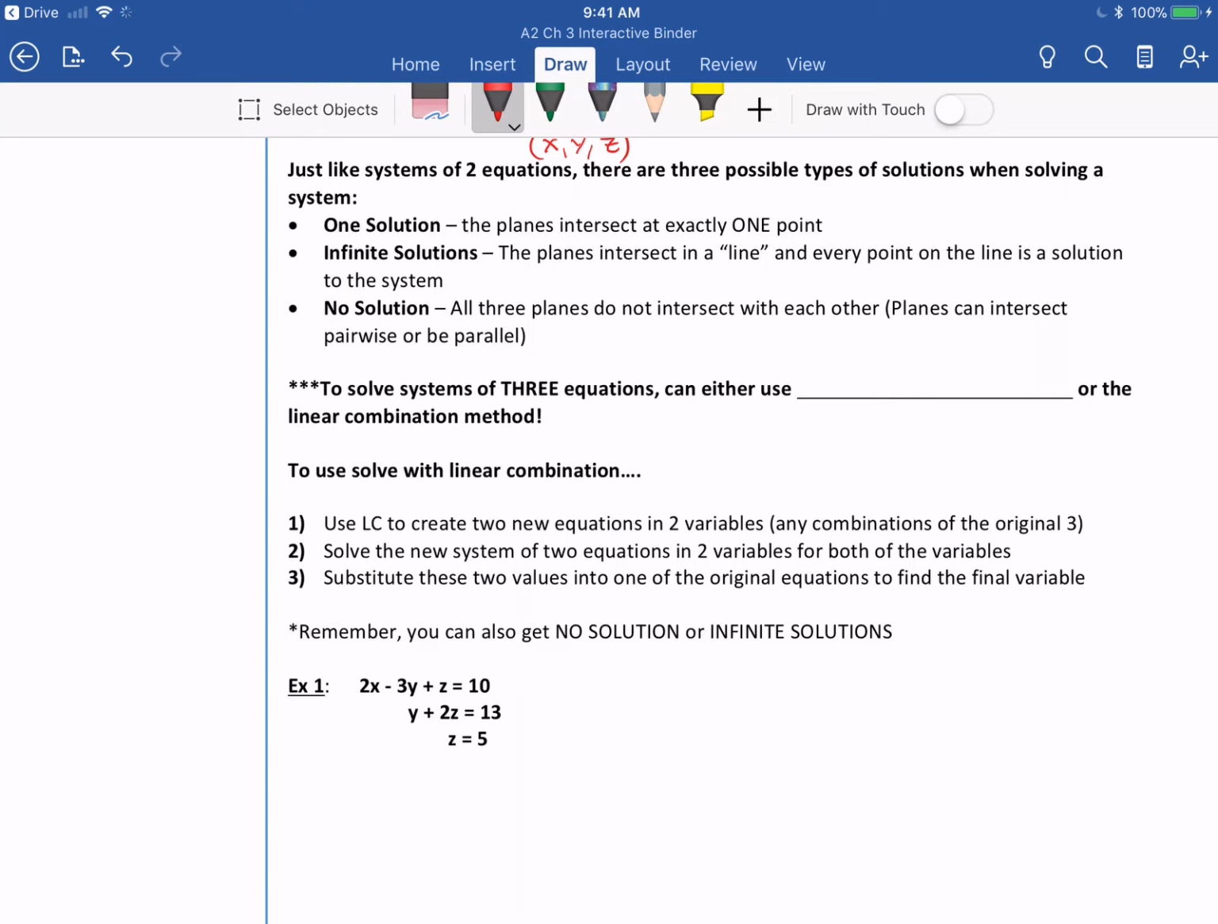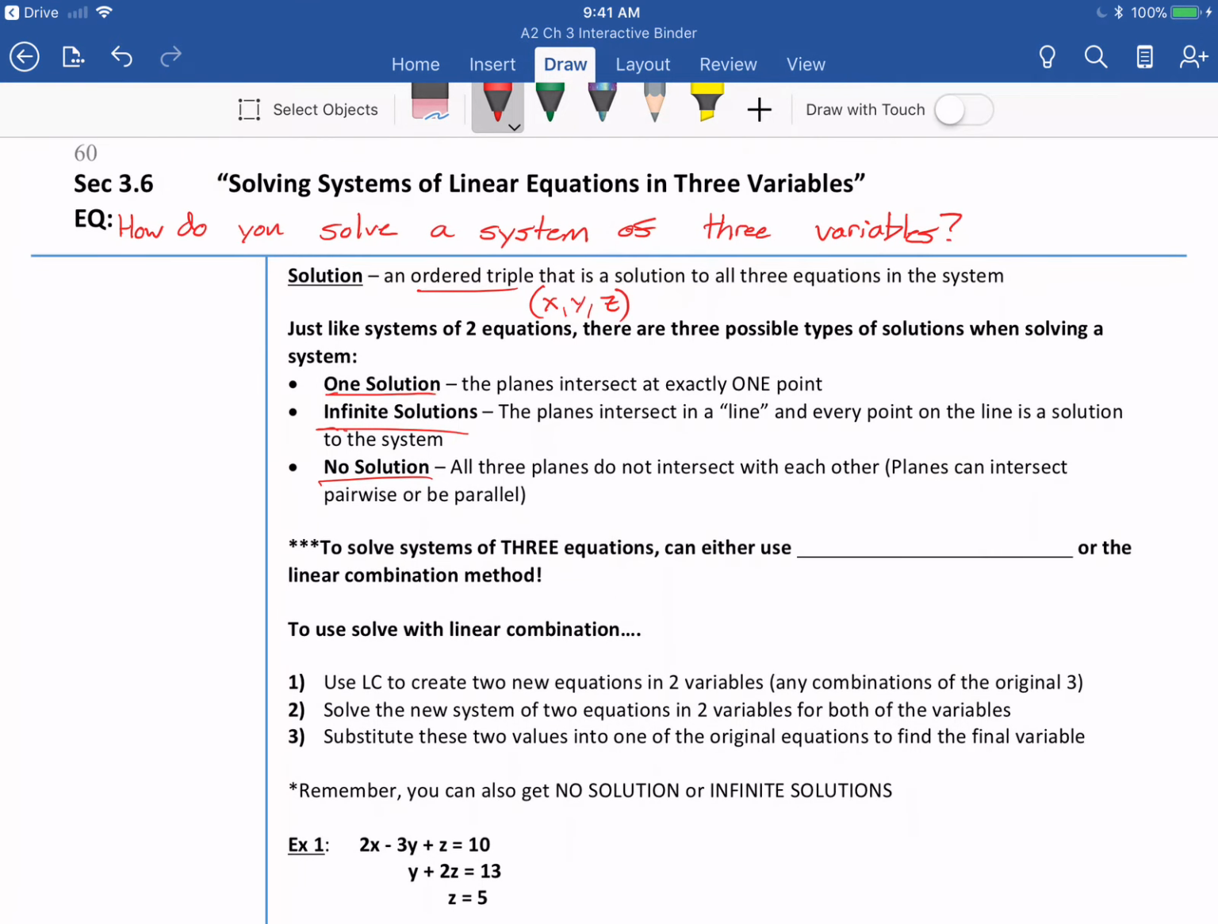Just like systems of 2 equations, I'm not going to spend a whole lot of time on this. There's one solution, that's the normal, what you'll get. There are also infinite solutions where these lines are on top of each other, and there are also no solutions. In systems with x, y, and z, we're looking at not just lines, we're looking at planes. So here it says that the planes intersect in a line, or all 3 planes do not intersect at all. They might be parallel planes or different things like that. Not a whole lot worried about those things. We're just trying to find this x, y, and z right now.